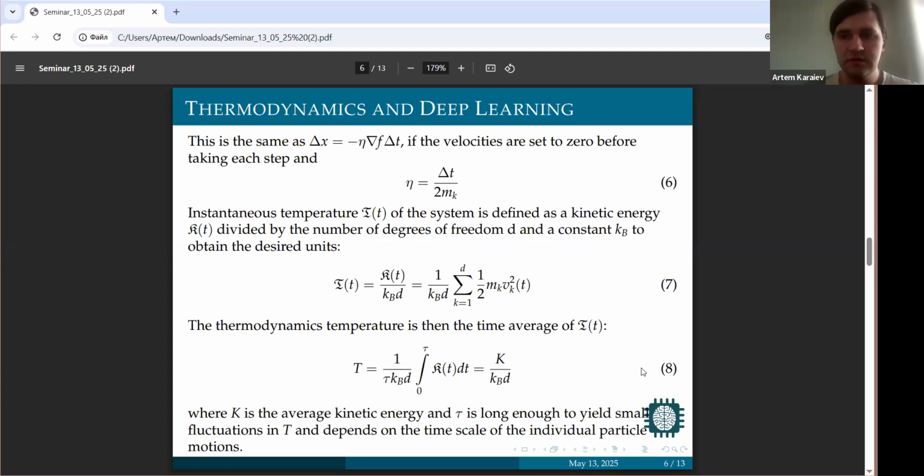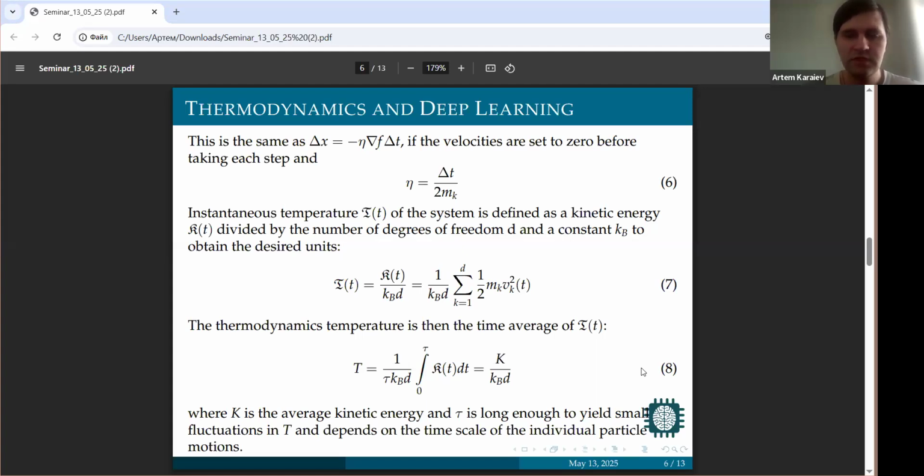After this, as we see, the second analysis: the duality between learning rate and mass. Next, they define the temperature. Instantaneous temperature, as I understand, is the temperature at the current moment t, defined as the averaged kinetic energy divided by the number of degrees of freedom d. On the previous slide, they defined d as the number of all trainable parameters.